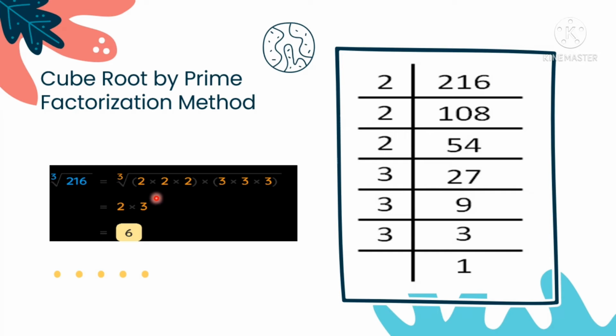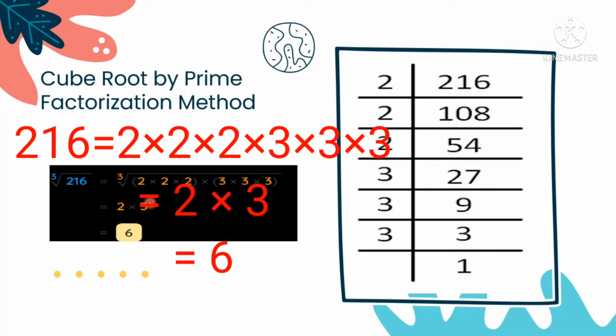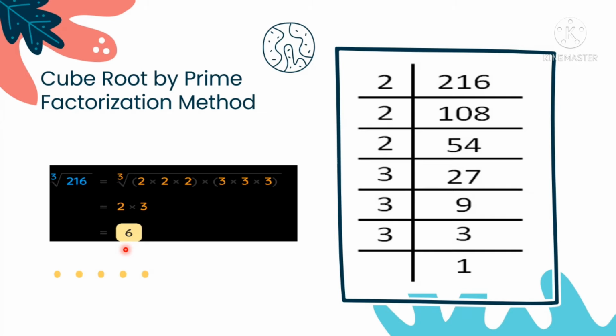So these three 2's are in one group and these three 3's are in another group, and we will take out one common factor from each group. So 2 from this group, 3 from this group, and multiply these two numbers, we get 6 here. So the cube root of 216 is 6.